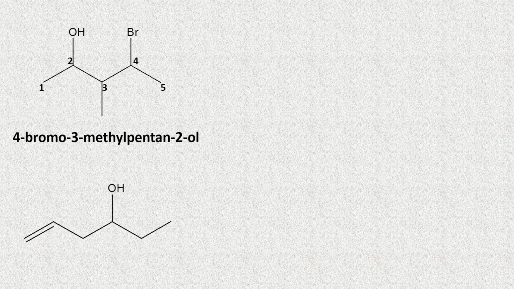In the second compound, the numbering must be carried out from the right end. You can see that the parent chain has 6 carbons, and there is a double bond at position number 5. So, its IUPAC name is hex-5-en-3-ol.